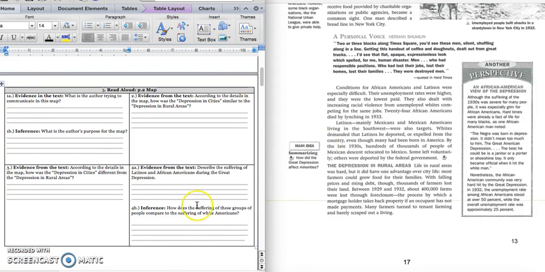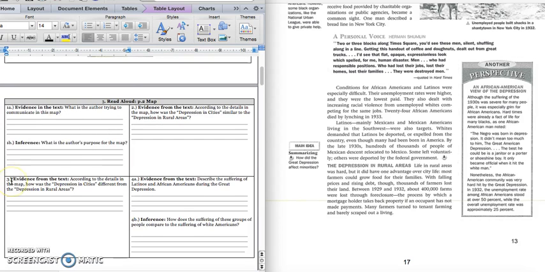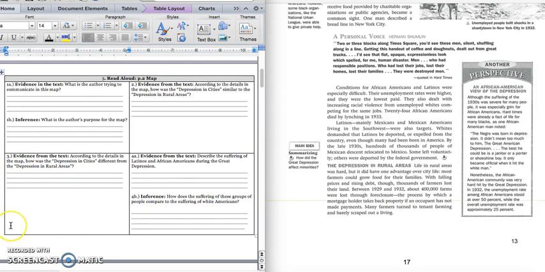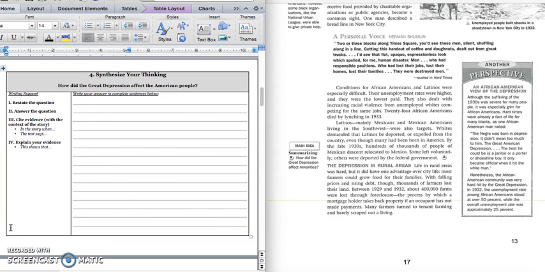And then when you're finished with that, you can go ahead and write your paragraph. How did the Great Depression affect the American people? And you can use the details from the map to talk about how it affected people in cities and how it affected people in rural areas.